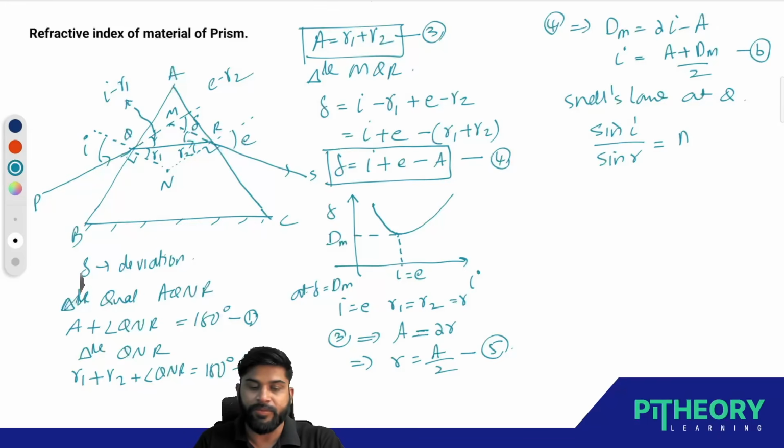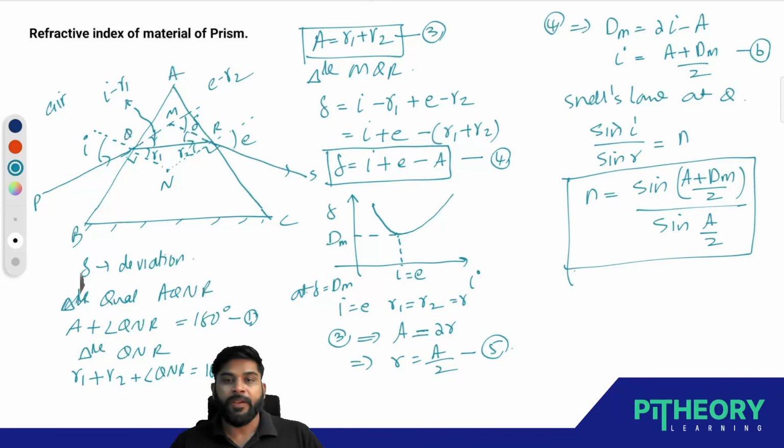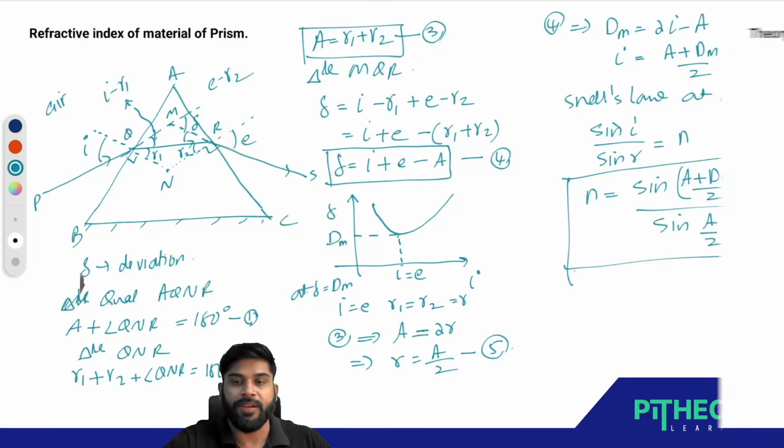If you suppose the surrounding is air, the first medium's refractive index will be 1 only. So you can write n is equal to what? Sin I, from equation number 6, what are we having? A plus dm by 2, divided by sin R, which is A by 2. And this is the required relation for the refractive index of the material of the prism in terms of the angle of prism and the angle of minimum deviation, where n is equal to sin of A plus dm by 2 divided by sin A by 2.